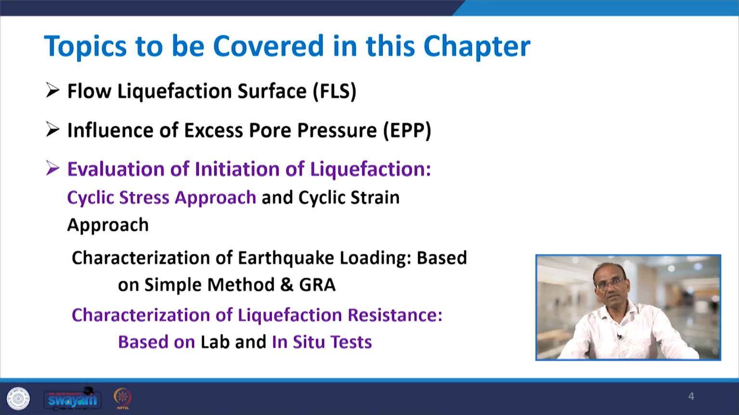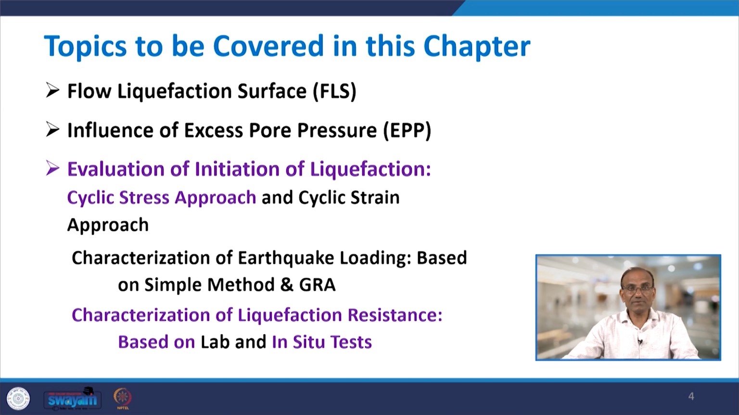In this chapter we already covered these topics: flow liquefaction, surface, influence of excess pore pressure (EPP), and evaluation of initiation of liquefaction using the cyclic stress approach and the cyclic strain approach. We already started the cyclic stress approach, CSA, and have not yet touched on the cyclic strain approach. In lecture 36 we covered characterization of earthquake loading based on the simple method and ground response analysis.